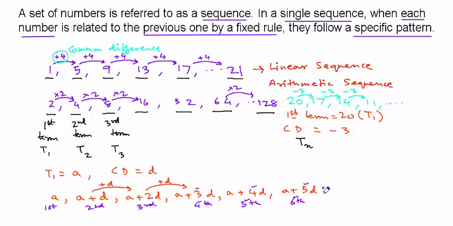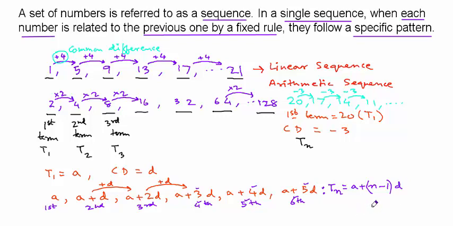We can say that the nth term denoted by Tn is equal to A plus n minus 1, 1 less than what n is. When n is 6, this is going to be 5. When n is 5, this is going to be 4. n minus 1 times D.